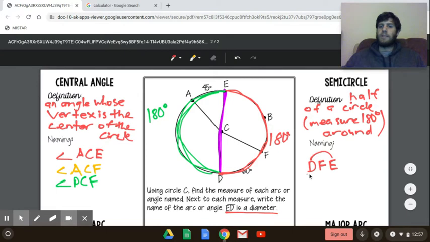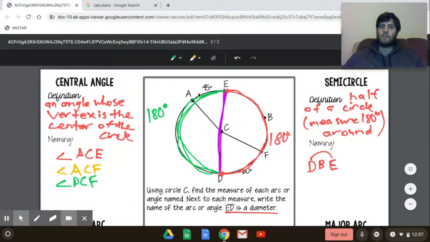So D and E have to be the endpoints of the arc, and then you need to pick one point in the middle. It doesn't matter what it is. We could have picked B if we wanted to. Point B is in the middle there. But you need to use the two endpoints, D and E, and one point that's in between. So the semicircle DBE goes from D to E through point B. That's how we name our semicircle.